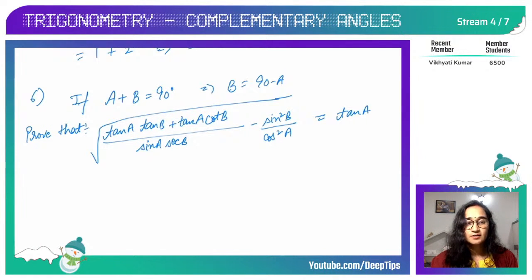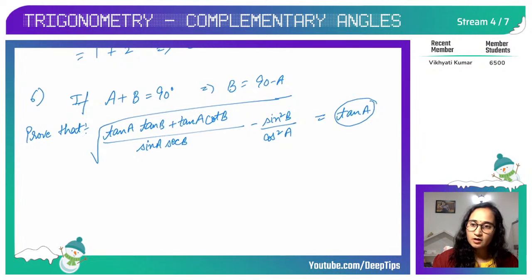Why am I doing that? Because I have tan a on the right hand side. I want angle a. So the trick, the tip for this question, is that when you are solving such kind of question, first look at the right hand side, at what angle they are asking for. Are they asking for b or a? If they are asking for a, then change b to a. If they are asking for b, then convert angle a in terms of b by substituting. So now here my RHS is tan a, that's why I am changing b to 90 minus a.